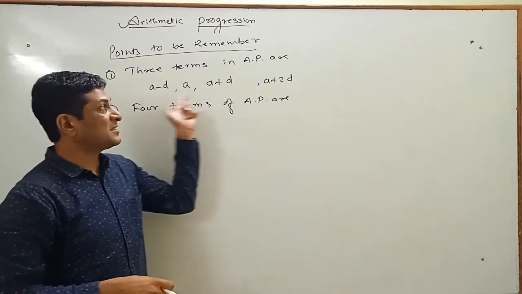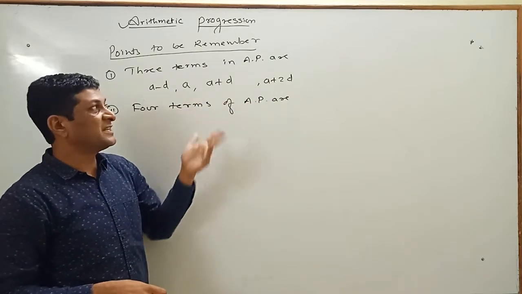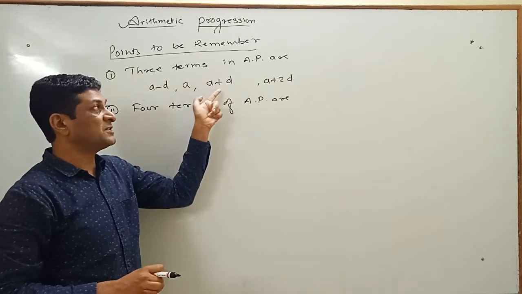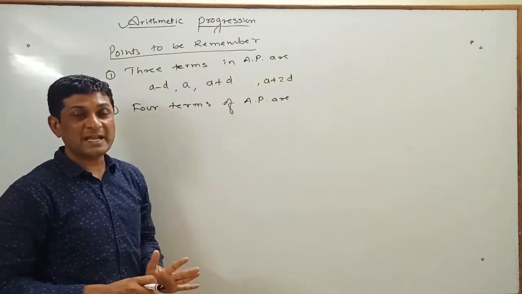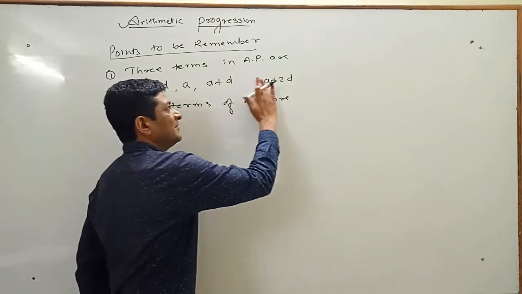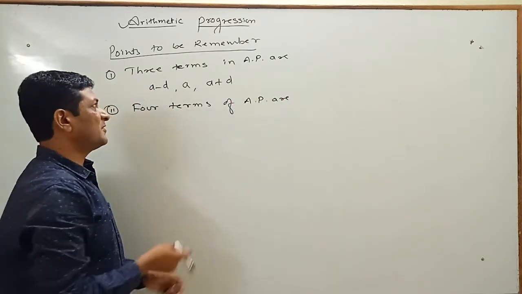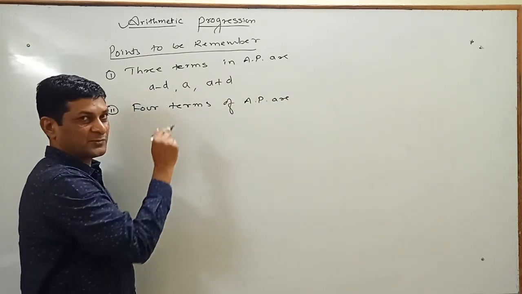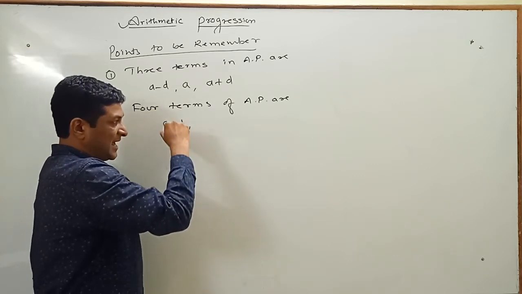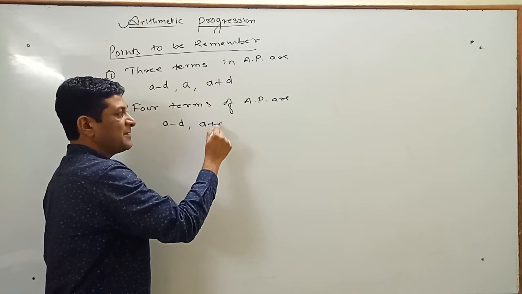But if we are taking the sum of these four terms, check whether d gets eliminated or not. Minus d and plus d will get cancelled, but 2d remains as it is. So that's why we are not considering this as four terms. Whenever we consider four terms in arithmetic progression, denote one term by a minus d, and the next term by a plus d.